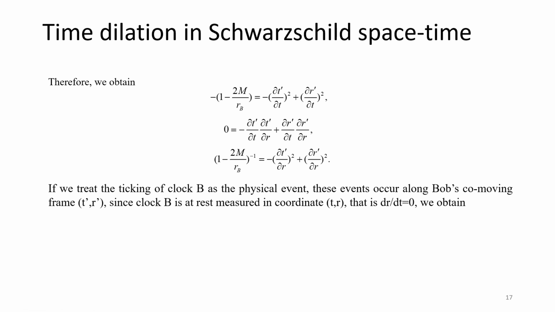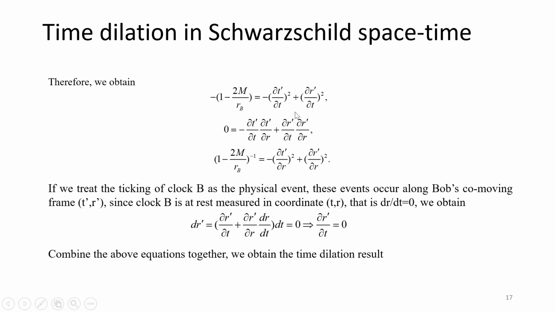If we treat the ticking of clock B as a physical event, these events occur along Bob's co-moving frame t', r'. Since clock B is at rest measured in coordinate t, r, we have dr divided by dt equal to 0. Then we obtain partial r' over partial t equal to 0. Then we combine these four equations together. Finally, we can obtain the time dilation result given by this. So this is time dilation in a gravitational field. It is reproduced.